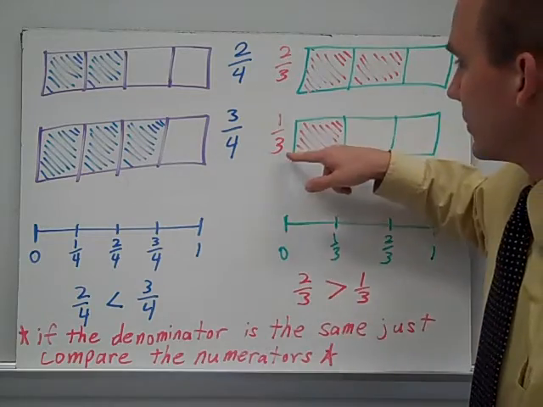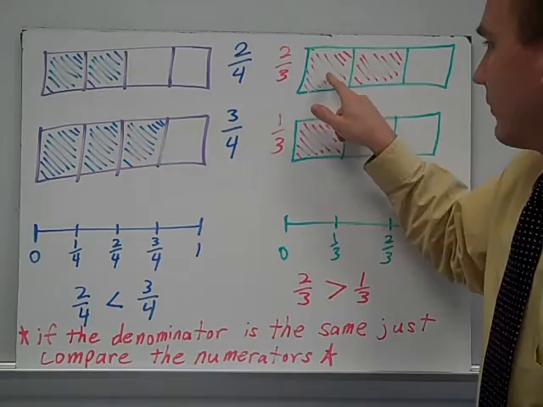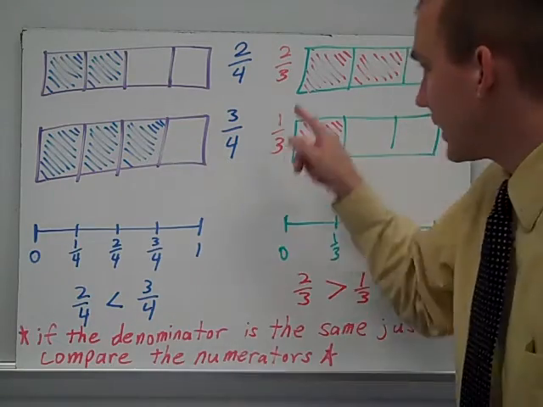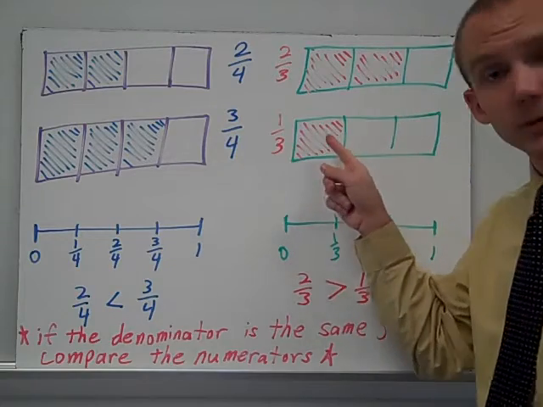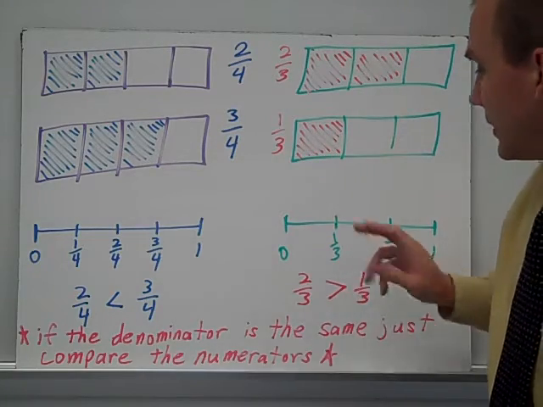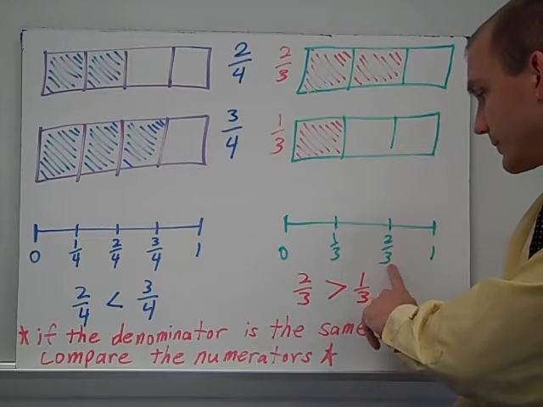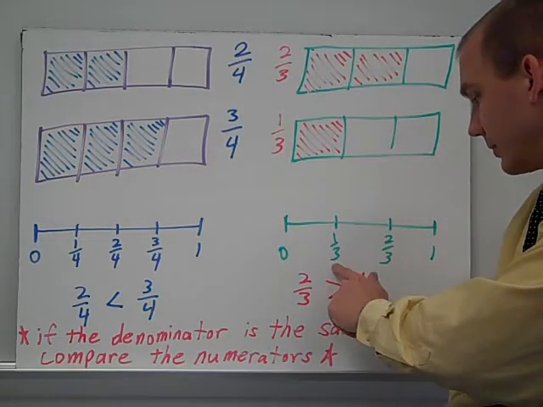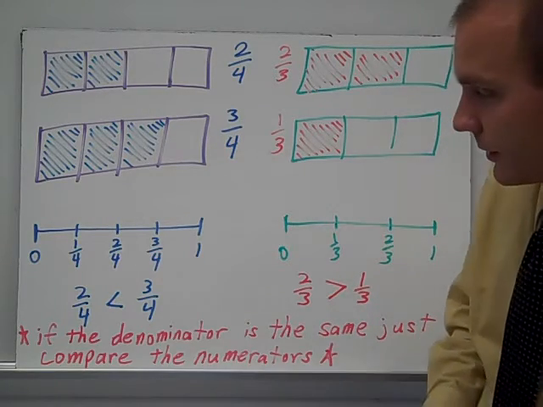Let's look at 2/3 and 1/3. Both are made up of wholes that have 1, 2, 3 equal parts. The top one, 2/3, has 2 shaded in. The bottom one, 1/3, only has 1 shaded in. And then on the number line, you have 0 and 1, 1/3, 2/3. Here's 1/3 closer to 0. Here's 2/3 closer to 1. So you could say 2/3 is greater than 1/3.